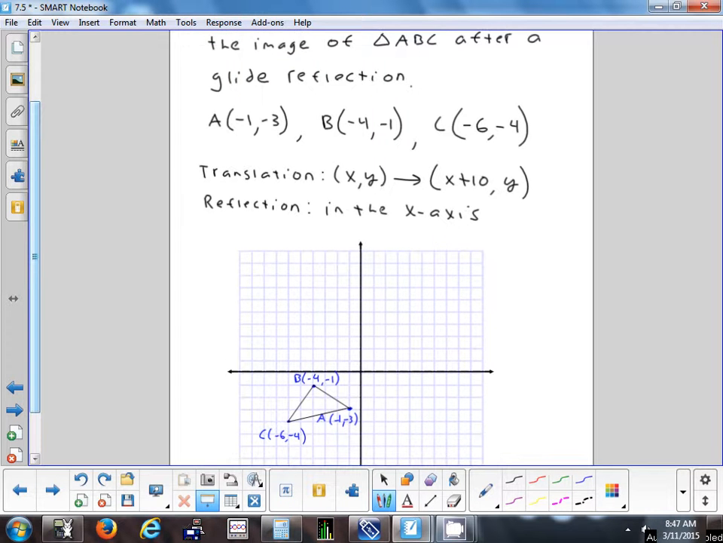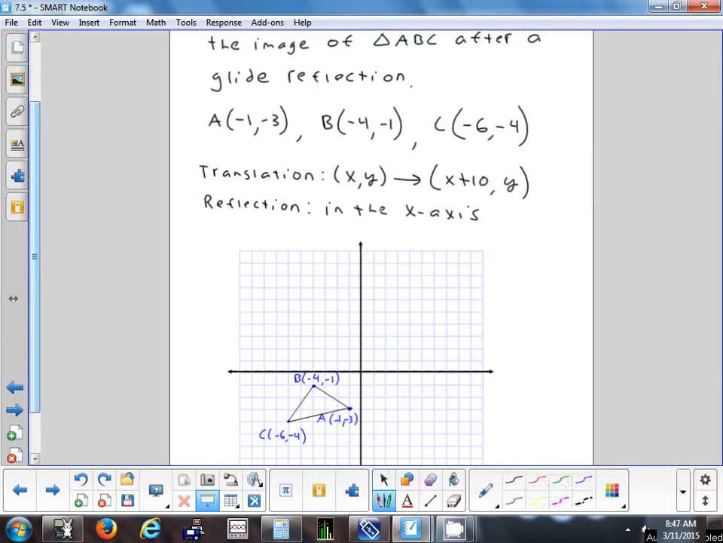Okay, first thing I'm going to do is translate it using what they've given me. Who can describe what this translation is doing? It's taking the triangle and doing what? Yeah. So we're going to the right 10 units. Right, it's going to move it to the right 10 units.